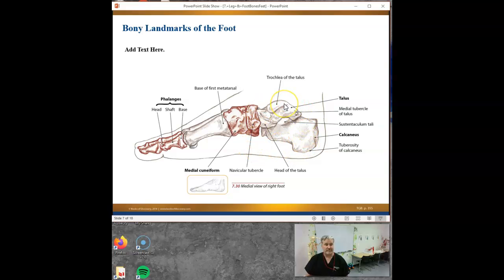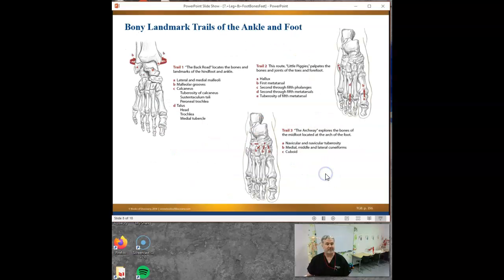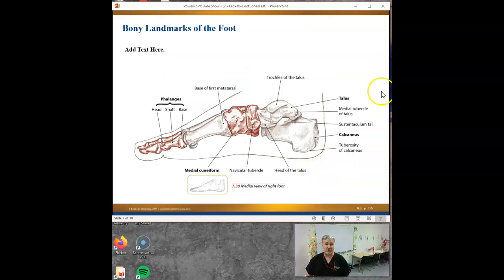Cool. And the top here where they say the trochlea of the talus, that just means the place that it meets the tibia. You'll never see it in your life because it really is interfacing with the tibia. That's it. That's all I have to share with you. I told you it wasn't a lot.